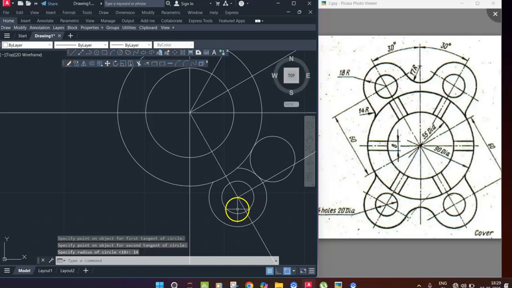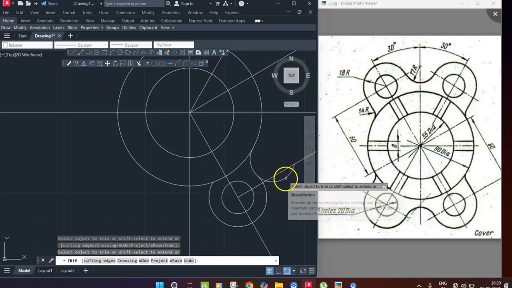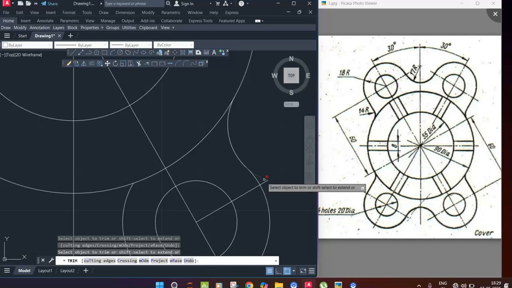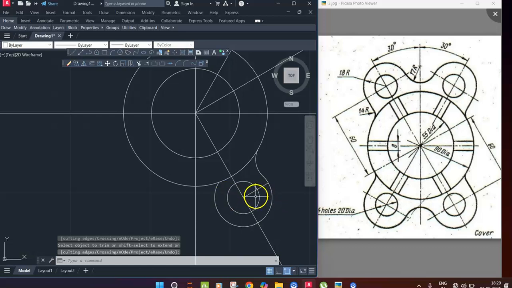Okay. Then TR double enter. This portion I don't need. And this one also I don't need, I think. Oh, I need that one. This one I don't need. Just carefully observe what you need and what you don't need. Which one is required, you need to mention it. Otherwise, simply trim it. This ear is completed.